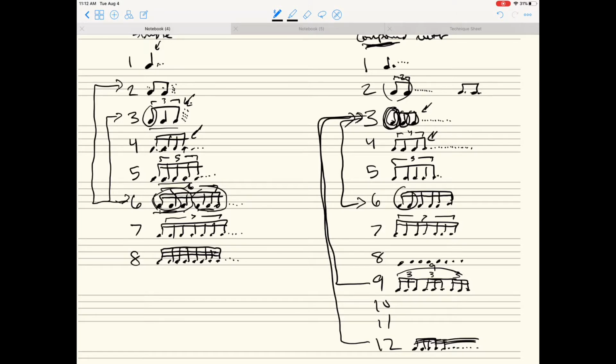One, two, three, one, two, three, one, two, three, four, one, two, three, four, one, two, three, four, five. And you get the picture. We could go through and do all of this. So we're just dividing the beat into different basic beats.